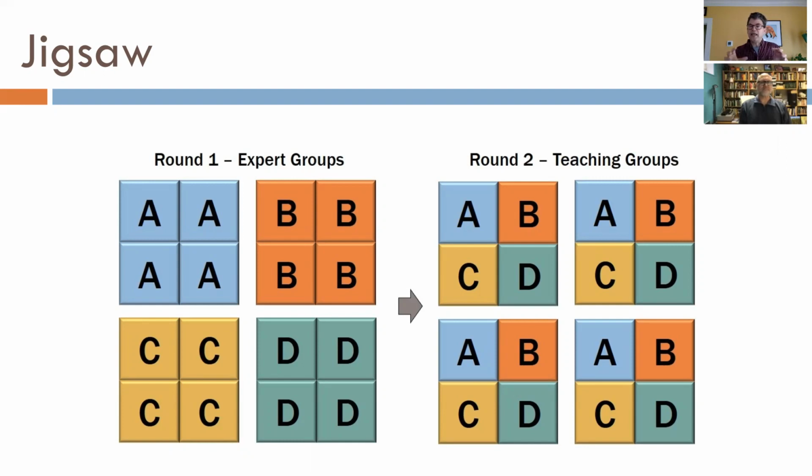second round. In the second round, you would reshuffle the groups so that you would have one person who's an expert in each of the different articles in each group. So 4 heterogeneous groups with 4 different levels of expertise, 4 different expertises in 4 different articles.